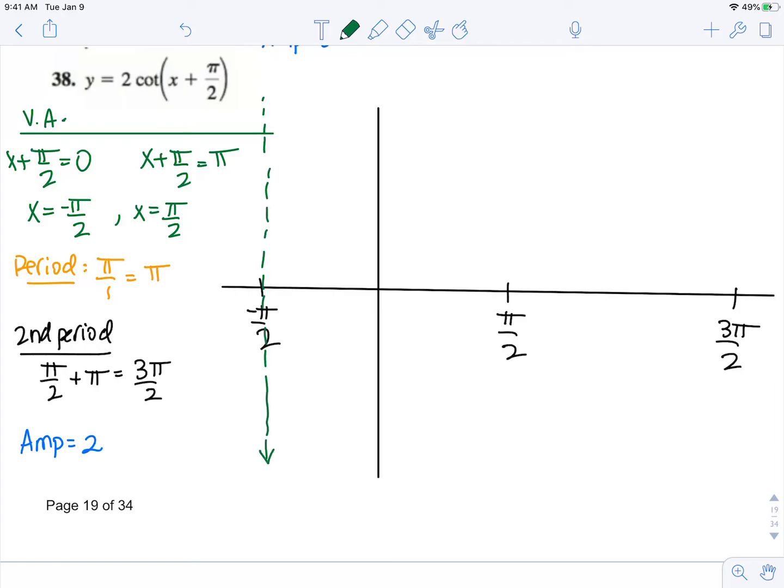and that's where our dashed vertical asymptotes will occur, breaking up our two periods. Now let's find these intervals.